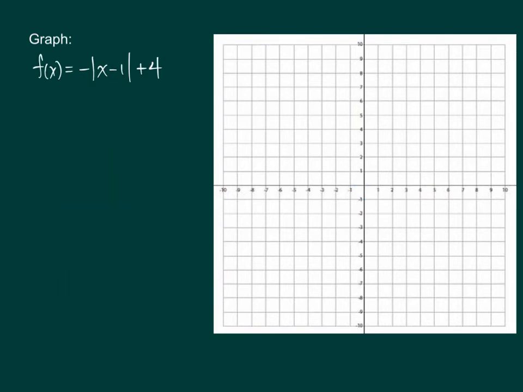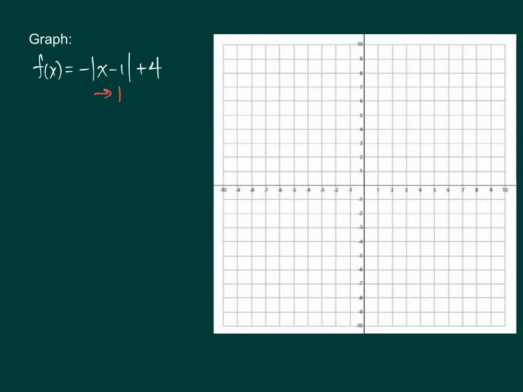Graph f of x equals negative the absolute value of x minus 1 plus 4. And again, we have this very similar idea as the last graph. Whenever you see a number in grouping symbols with x, in this case it happens to be absolute value, whenever you see a number inside with x, you're going to do the opposite. So it looks like x should be negative 1. It looks like it should move left 1. X's are crazy. They're going to do the other thing. You need to shift this graph to the right one.